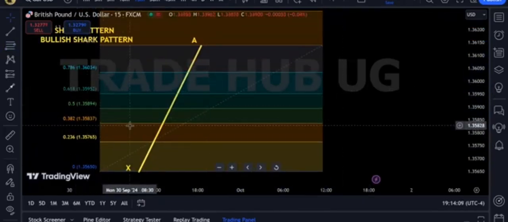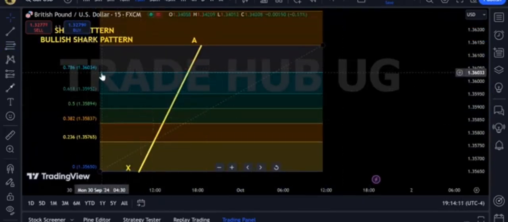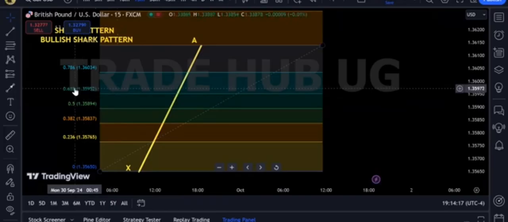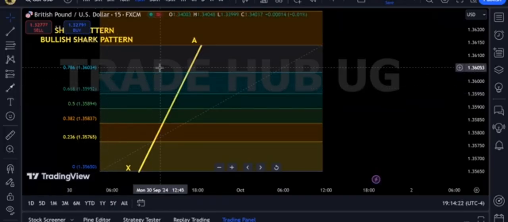Either we need from 38% retracement level to 78% retracement level. Look carefully. Above 50, we are in premium. 61%, this is premium. 78%, this is premium.